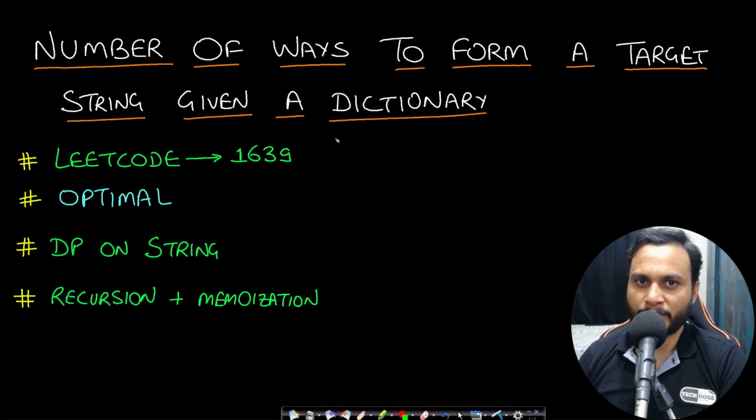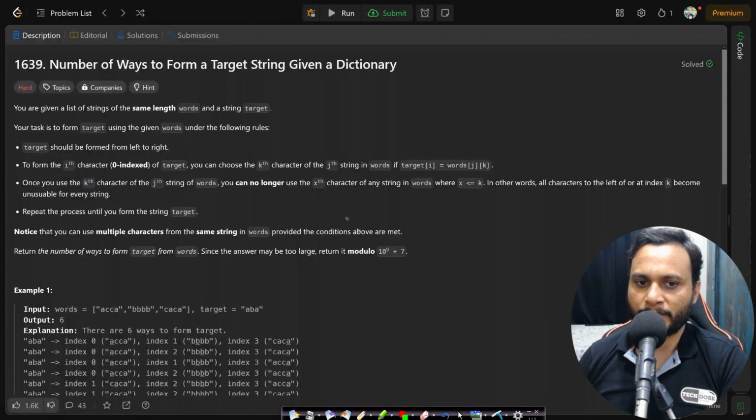Guys, welcome back to TechDose, and in this video we will look at the number of ways to form a target string given a dictionary problem, which is from Leetcode number 1639. Let's now read the problem statement.